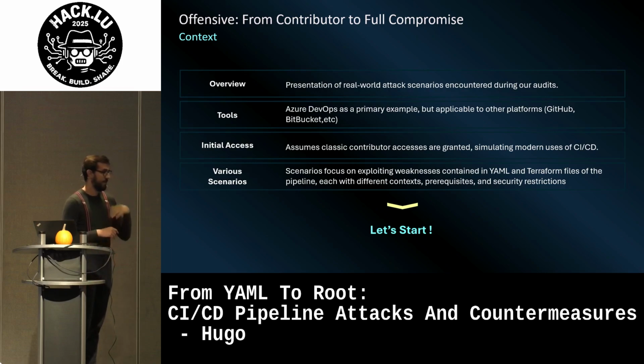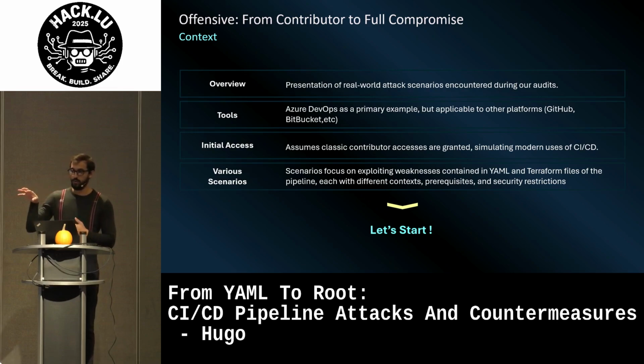We'll go through scenarios with the YAML configuration file. So I don't know if you are all aware of it. The YAML configuration file is a file where you will describe all the steps that the pipeline must go through in order to deploy the code.